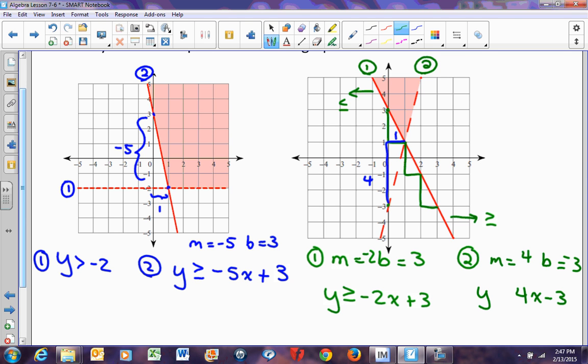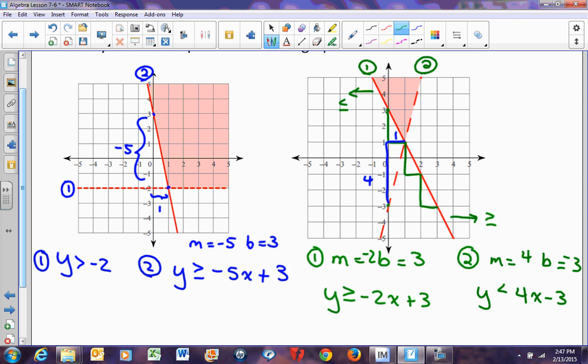On this one, we're shading to the left of the graph. So it appears that it should be less than. Notice it's not an equal to because it has a dashed line. Now let's test it. Let's test 0, 0. 0 is less than -3. That is false. So we would not shade where 0 is. So that's not right, is it?